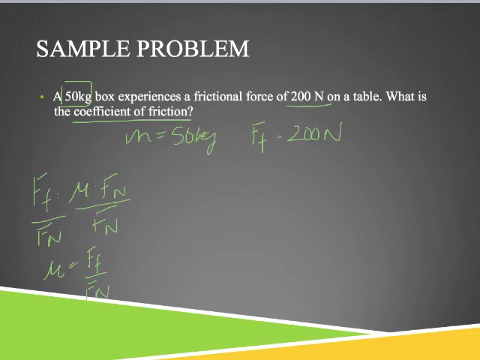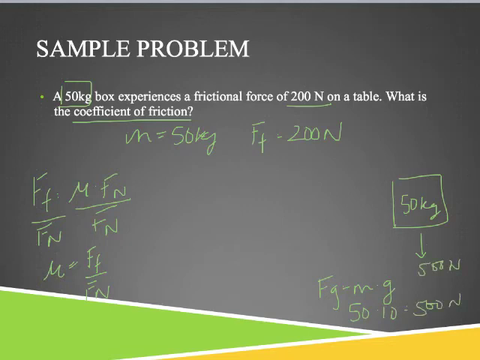First it appears, oh wait, I don't know this, but let's draw a diagram. We know that this box is 50 kilograms, which means the force of gravity is going to be 50 times 10, which equals 500 newtons, which also means that our normal force is 500 newtons. So now we know F of N is 500 newtons.